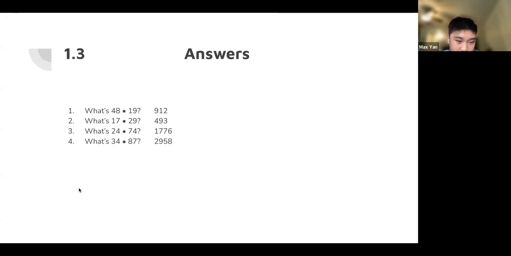And try not to use tricks like 20 times 48 minus 48. Right now we're just trying to do arbitrary 2-digit by 2-digit multiplication. Try not to use any other tricks. Okay.